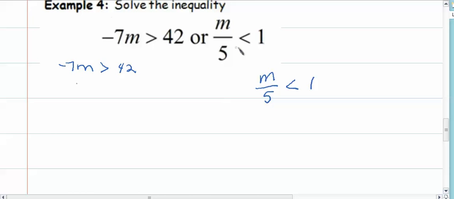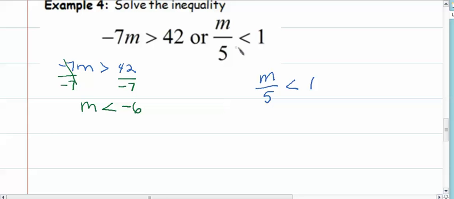Okay, first thing you do, let's go ahead and divide by negative 7. Divide by negative 7. Because we divided by a negative, we need to switch the sign. Negative and positive is a negative, so it's going to be a negative 6.